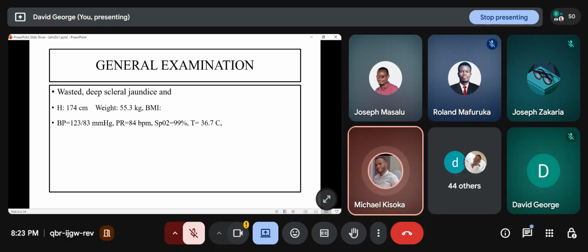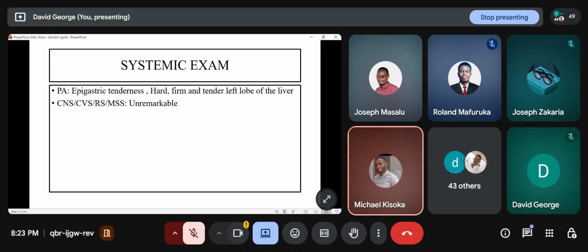So, in general exam, this patient was wasted with a deep scleral jaundice. Otherwise, height was 174 and weight was 55. The other vitals were within normal range and were unremarkable. In systemic exam, the only system which had positive findings was the upper abdomen, whereby he had epigastric tenderness and a hard, firm, and tender left lobe of the liver. The rest of the systems were unremarkable.